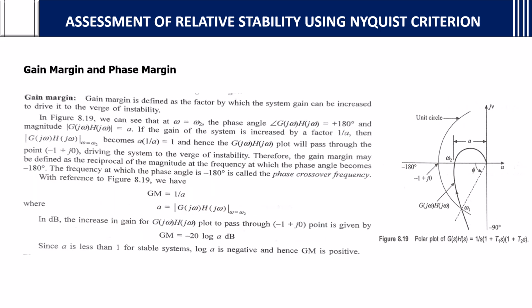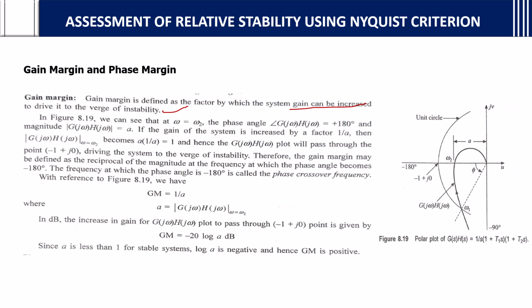Gain margin and phase margin. Gain margin is defined as the factor by which the system gain can be increased to drive it to the verge of instability.